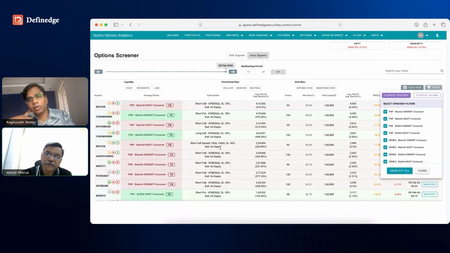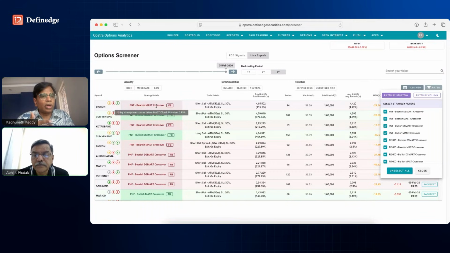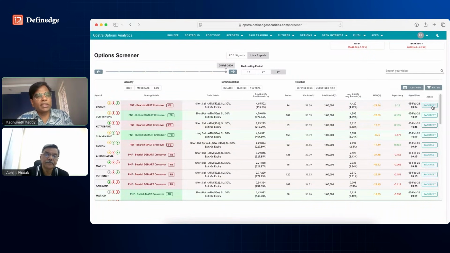What about the box size and brick size? If you hover on that, it will show you, for example, when price crosses below the MUST cloud and box size is 0.15%. Can that be changed? For that you have to go to the backtest, and there you can change the box size and all those things. If I want a live trade with a different box size, you cannot do it here. You have to go to the backtest.